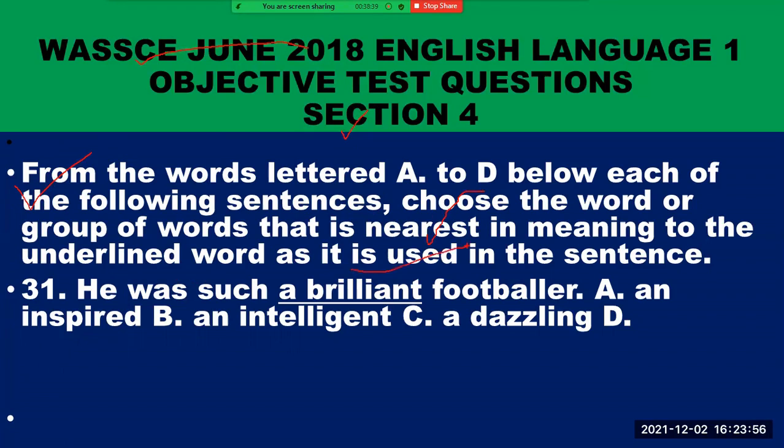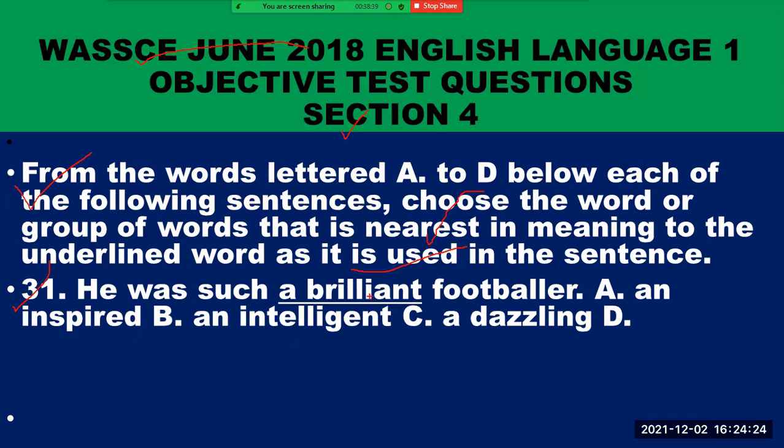And so the topic is the same, contextual synonyms. And then question number 31, the same question number 31 that started section 4 in 2019 and started section 4 in 2020, is what we have starting section 4 in 2018. And so let's look at the question.